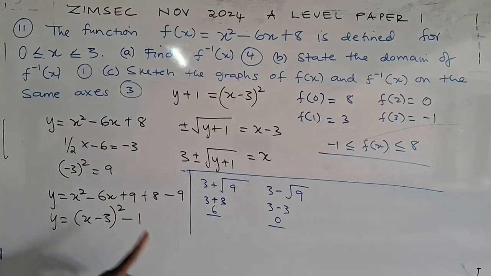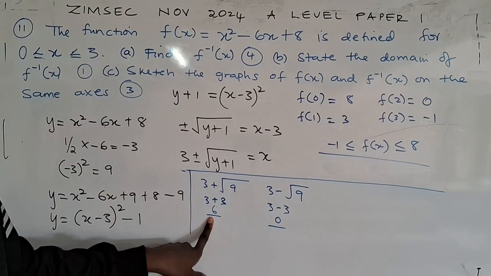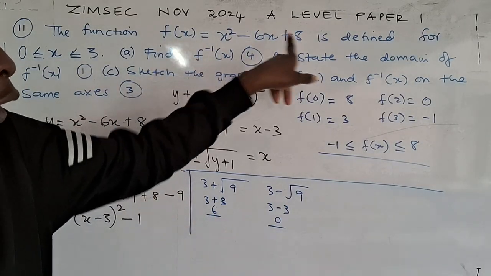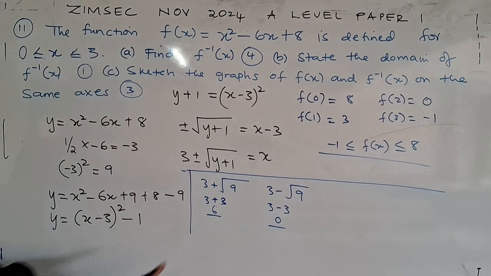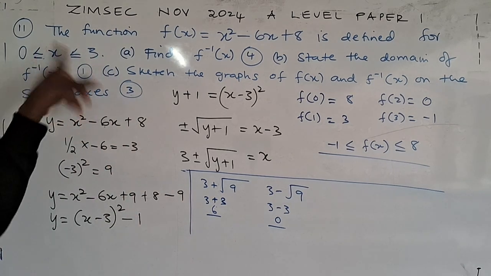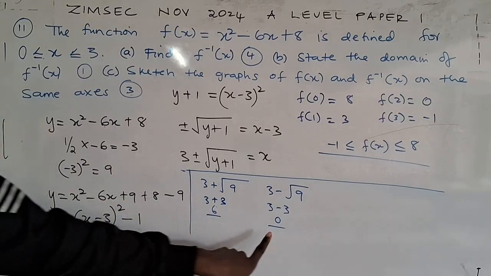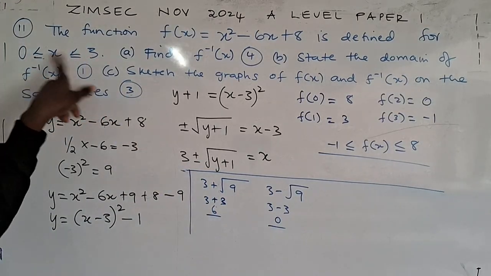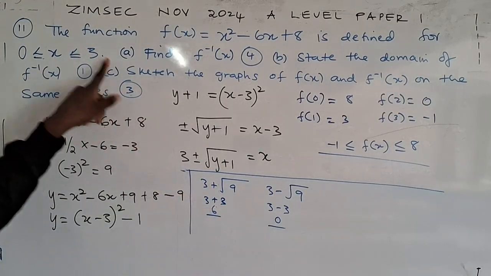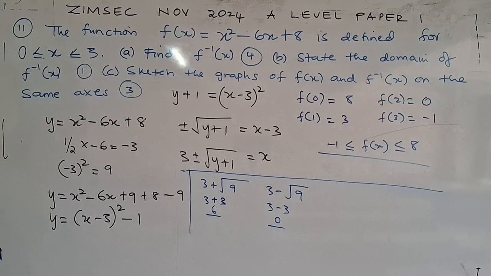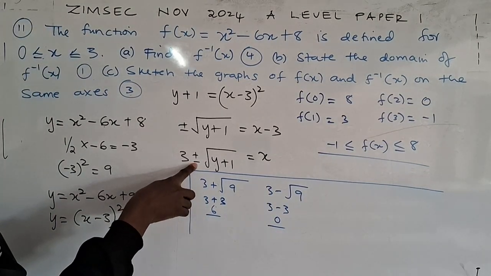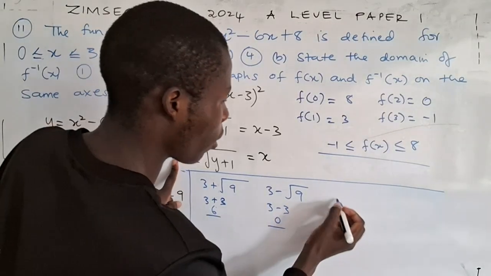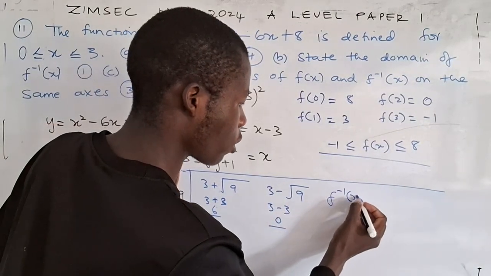Now I want you to check, is 6 in the domain of f of x? No. This 6 is not in the domain of f of x. Is 0 in the domain of f of x? Yes. 0 is in the domain of f of x. So it means the correct sign is minus.